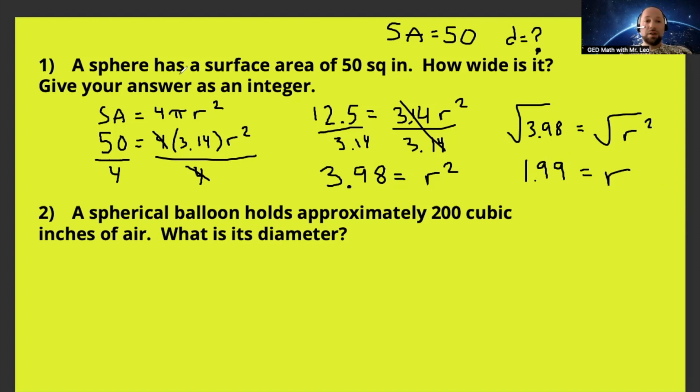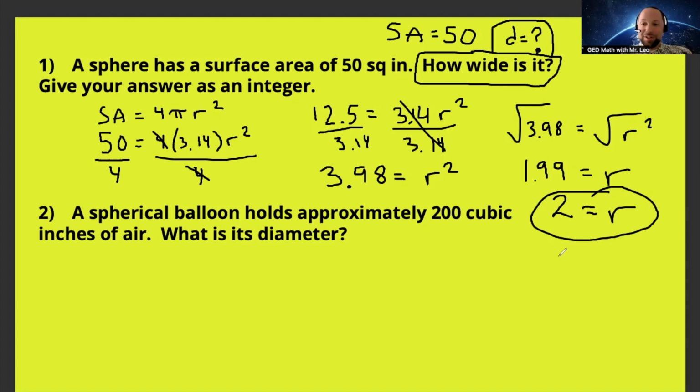Okay. Now, they say give your answer as an integer, as a whole number. So we can just make that 2. 1.99 is basically 2. So 2 is approximately the radius. Are we done? Careful. Final step. How wide is it? This is a question about diameter. So if the radius is 2, the diameter is going to be twice as much. The diameter is going to be 4 inches. This is our final answer.